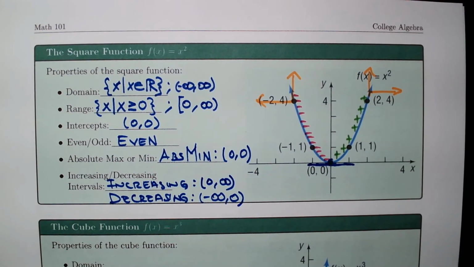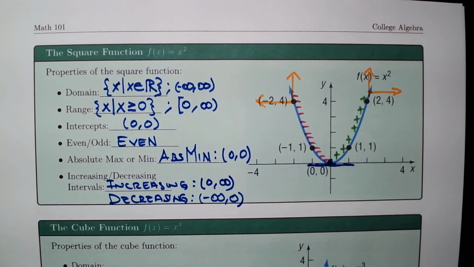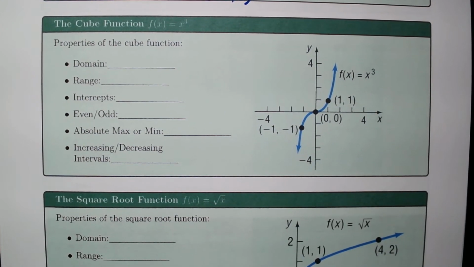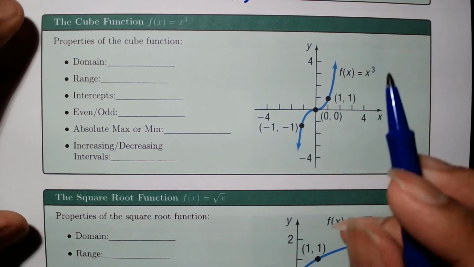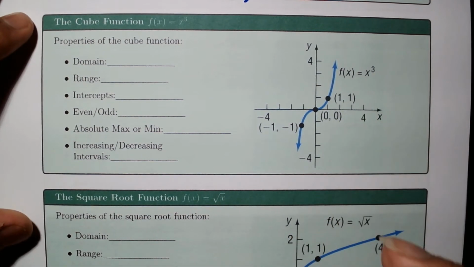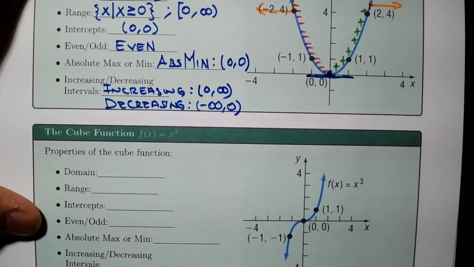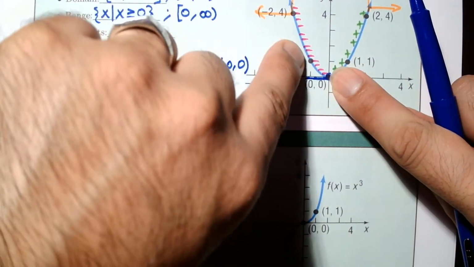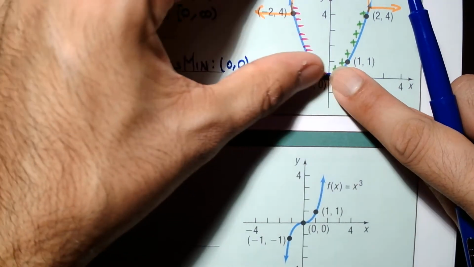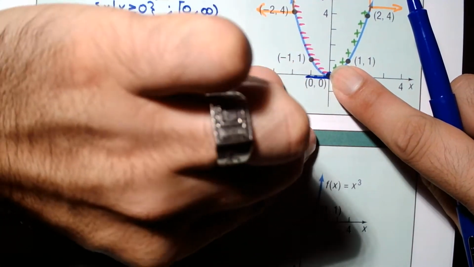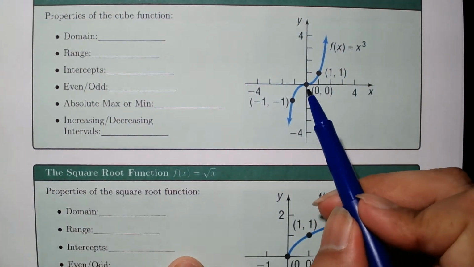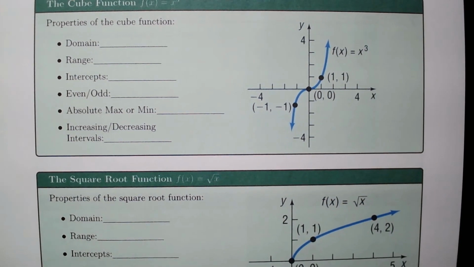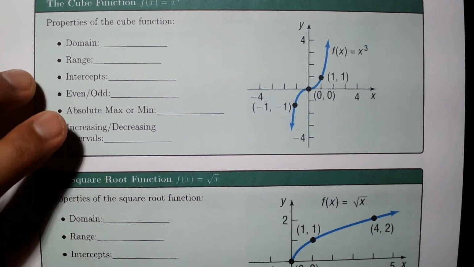Okay. Now, let's look at another graph, the cube function. Okay, the cube function is very similar to the square function, except that the first half is not pointing up, but rather is kind of flipped and pointing down. Now let's find the domain.